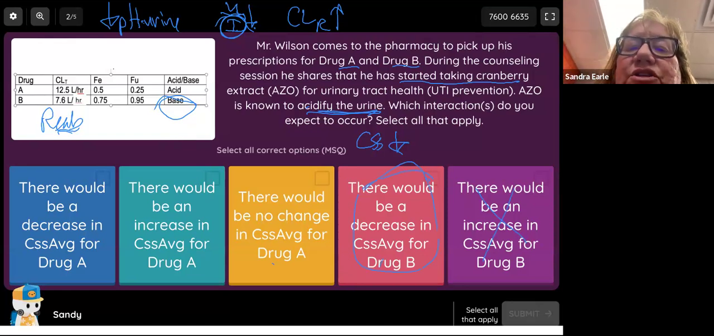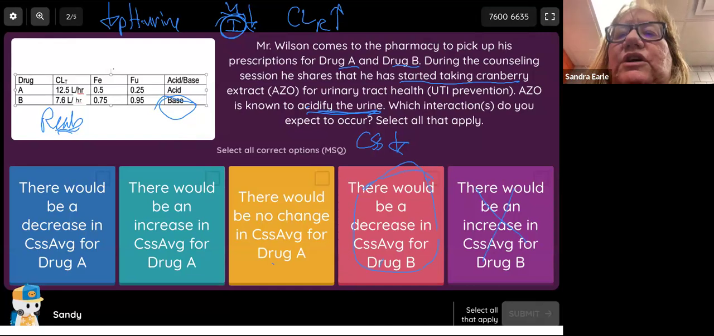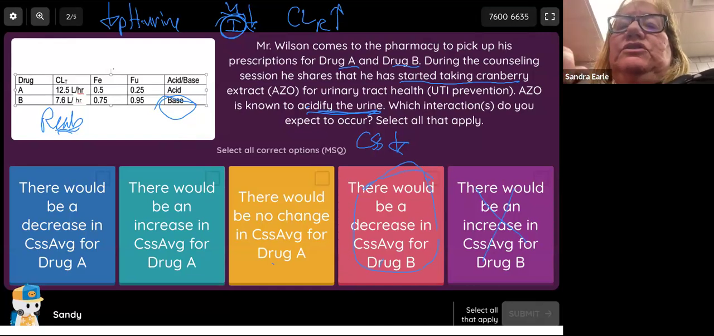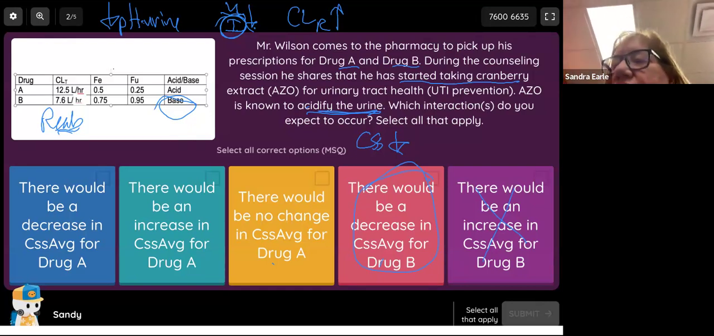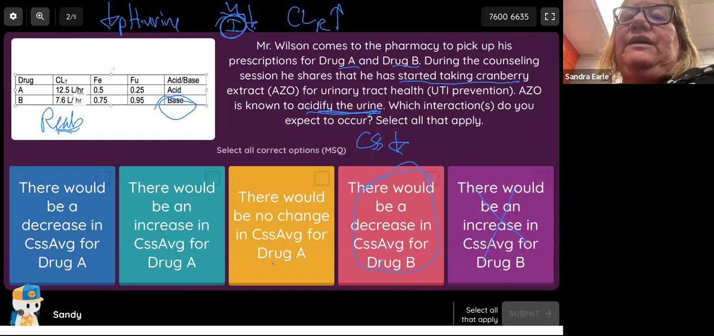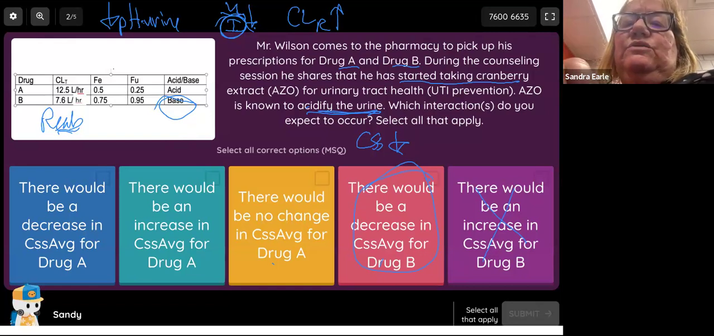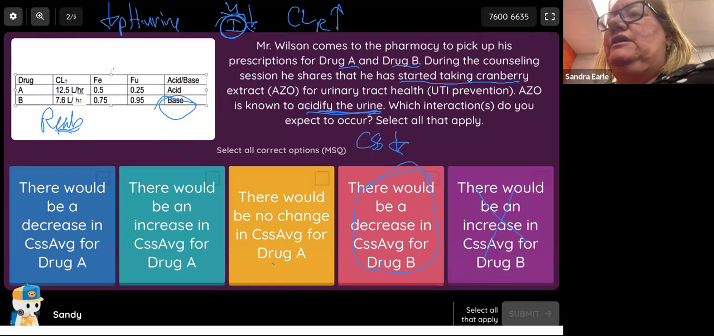Now, let me just talk quickly about drug A here. Drug A has a total body clearance of 12. Well, I think I have another question on that, so we're going to just stick with this for now. But I could tell you, if drug A is reabsorbed, it would be the same answer, wouldn't it?